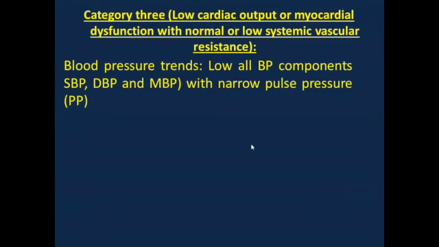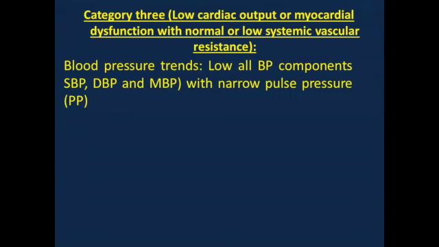Category number 3 is the second most common category after number 1. The least common is number 2. Category number 3 is when you have low cardiac output or myocardial dysfunction with normal or low systemic vascular resistance. So typically you have a weak heart and the contraction is weak.